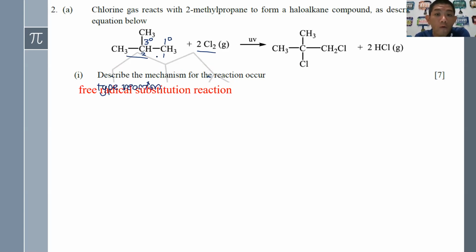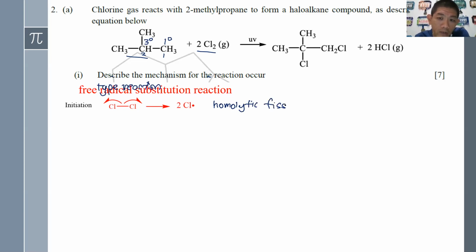For a free radical substitution reaction, similarly, there are 3 simple steps, where the first step is initiation. So you shall have initiation where the chlorine molecule undergoes homolytic fission. This is a type of homolytic fission.